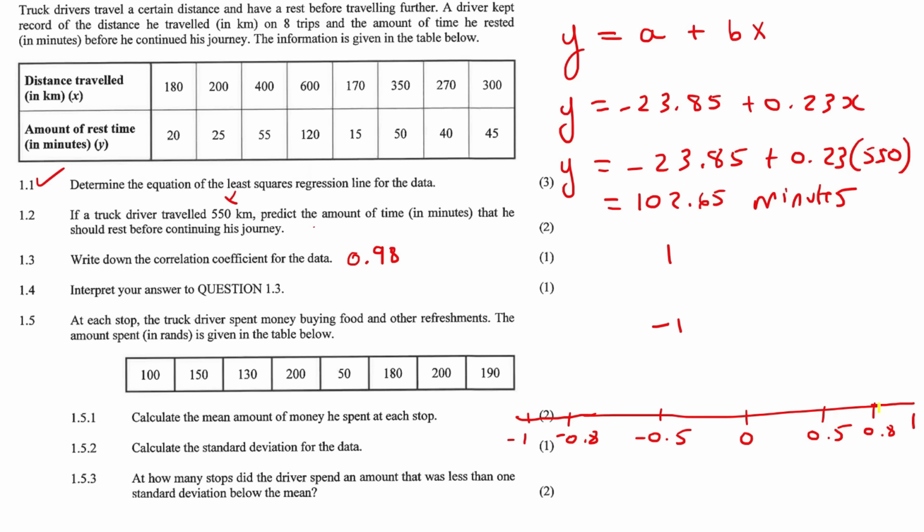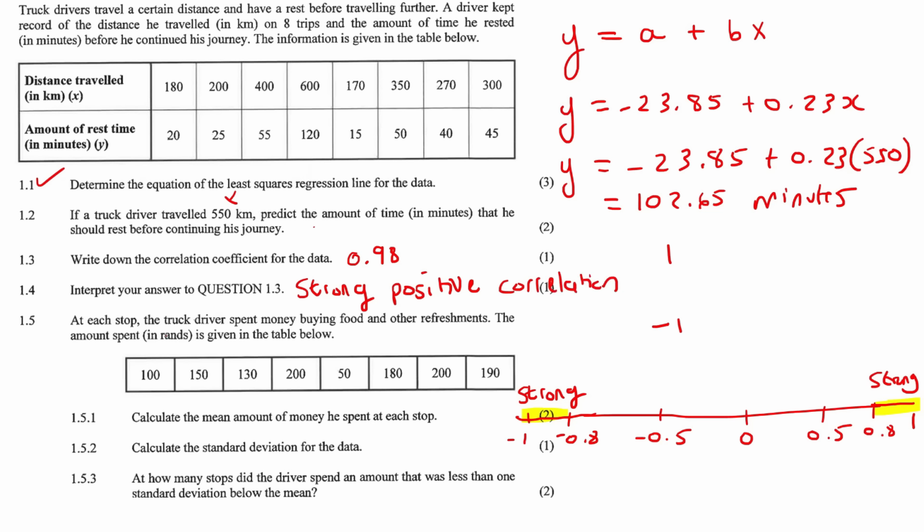Typically anything more than 0.8, and then smaller than negative 0.8, is considered to be very strong. The negative just means that the gradient is negative. It doesn't mean anything else, so that's strong. If you're getting 0.98, that is going to be strong. Because it's positive, you must say positive. So you can say strong positive correlation.